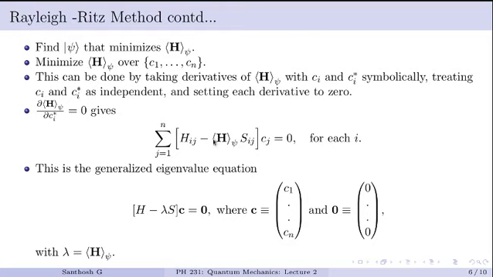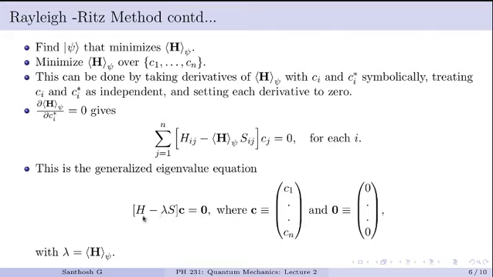Next, instead of writing the expectation value like this, I write lambda, and then the second term becomes lambda times the sum over j of Sij Cj. Now that sum is nothing but the matrix product of the matrix S with the column vector C, and therefore we arrive at the equation Hc minus lambda S into C is equal to 0, and this is called a generalized eigenvalue equation.